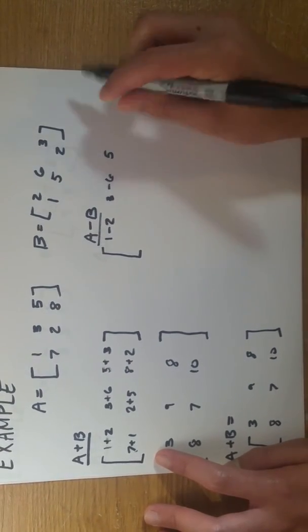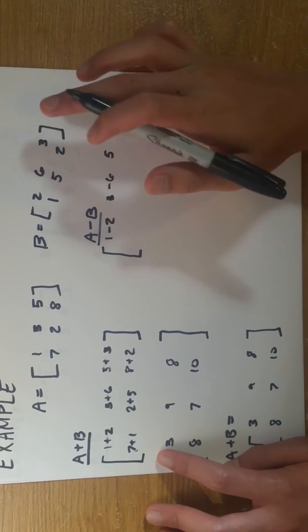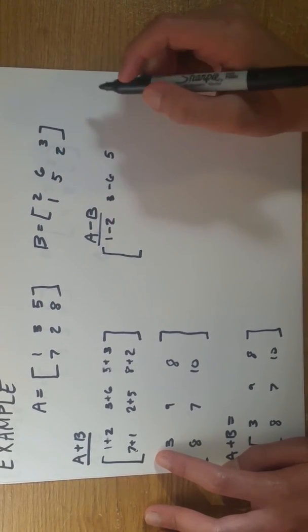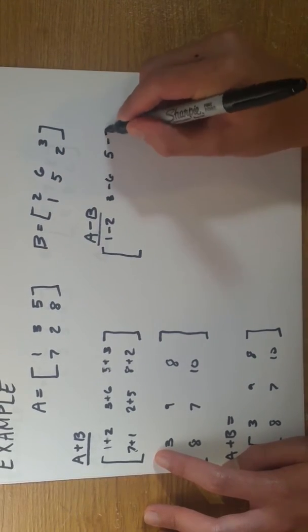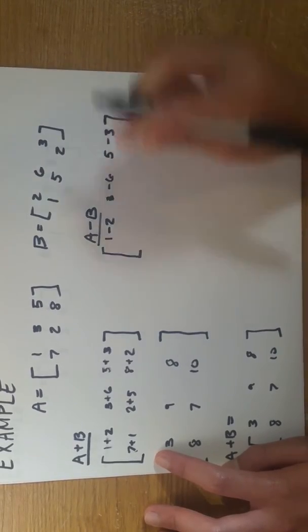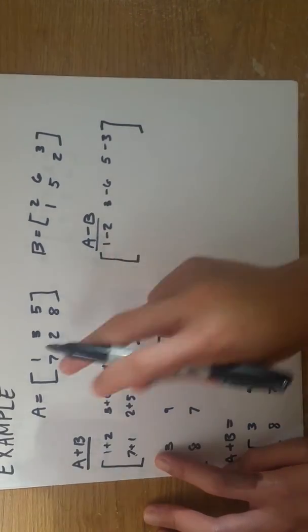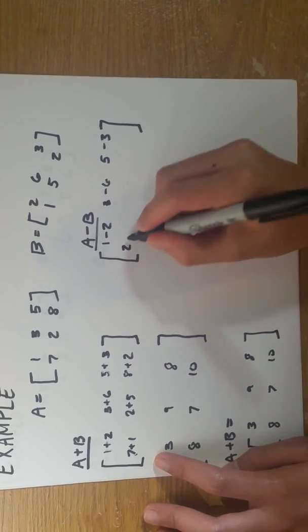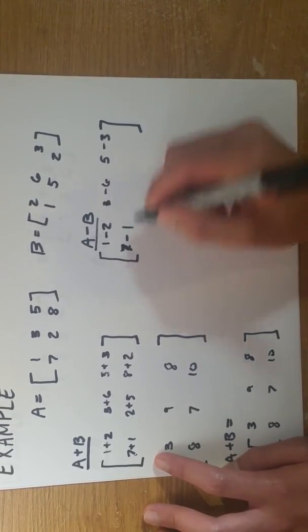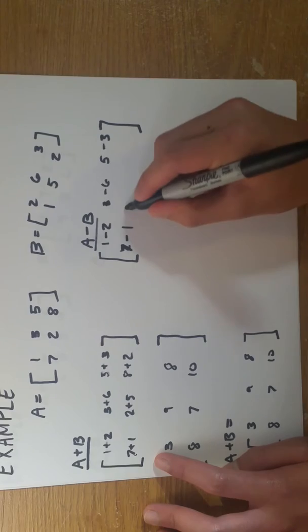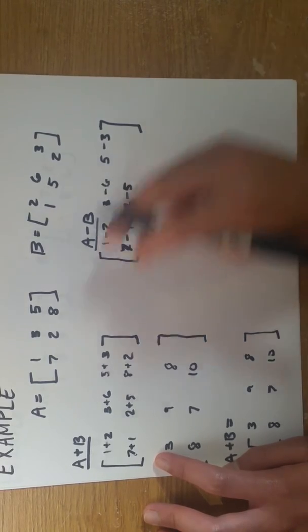And then we would look at the third term of the first row in A, which is 5, and the third term of the first row in B. So 5 minus 3. And you would basically do the same thing for the bottom row. So 7 and 1, 7 minus 1, and 2 minus 5, and 8 minus 2.